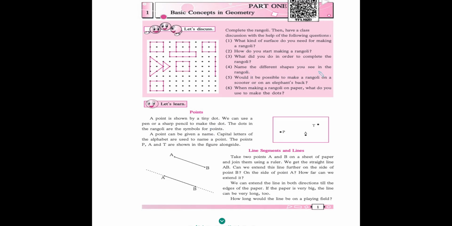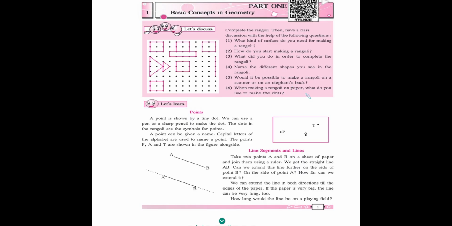Name the different shapes you see in the Rangoli. So as you see, there are different shapes, right? Rectangle, line, triangle, etc. Would it be possible to make a Rangoli on a scooter or an elephant's back?